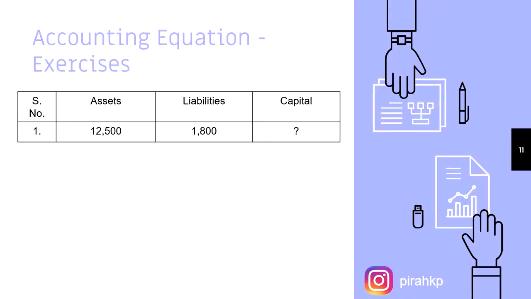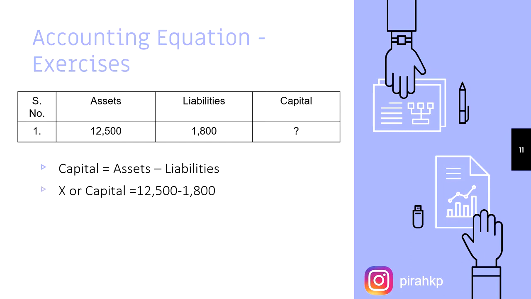Alright? So here is the first exercise. We've got assets and liabilities, and capital is missing. This is super simple. We are just going to use our accounting equation. Capital is equal to assets minus liabilities. Now we are going to write assets in the place of assets and liabilities in the place of liabilities. You can refer to capital as X or even capital, that's perfectly fine. It does not really matter. 12,500 minus 1,800 is equal to 10,700. I hope that was clear.